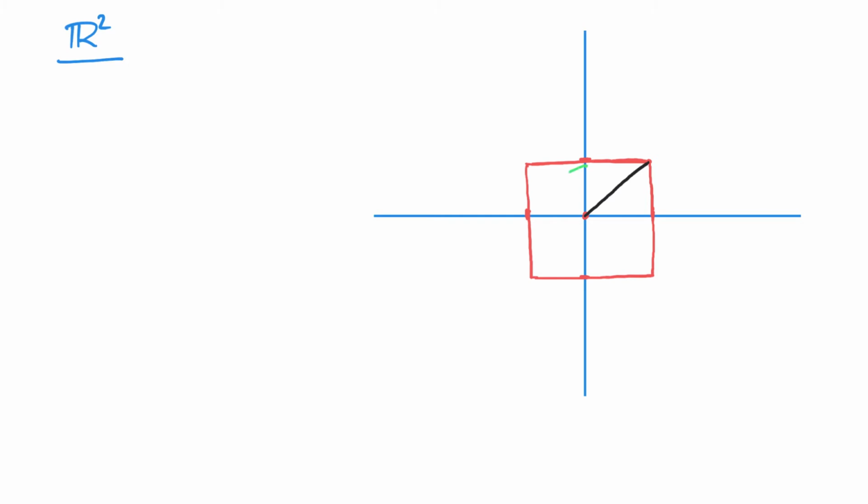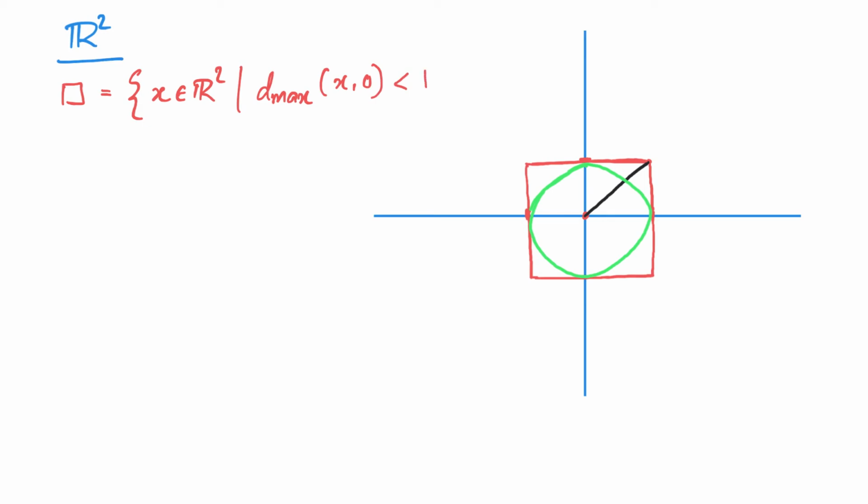If you take the Euclidean distance, then the set of all points at a distance 1 from origin is given by the green circle. And the set of all points that are at a distance less than 1 would be the points inside the green circle. More precisely, the interior of the red square contains all points in R2 whose maximum distance from the origin is less than 1. Similarly, the interior of the green circle contains all points in R2 whose Euclidean distance from origin is less than 1.